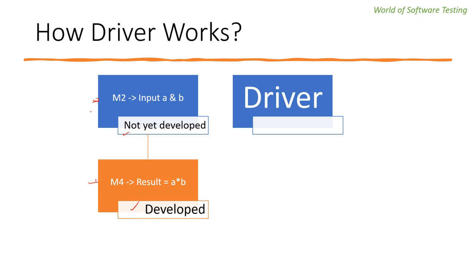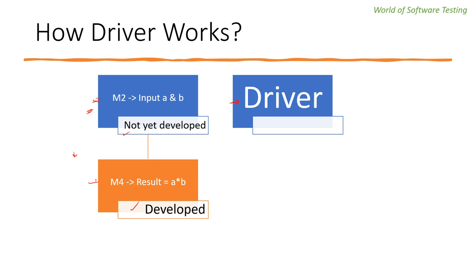So here we are using a driver as a dummy code or a fake code in place of the M2 module, which is used to test the lowest module M4. As this is not ready, we are creating a dummy code to have similar functionalities as M2 to test this M4 module.